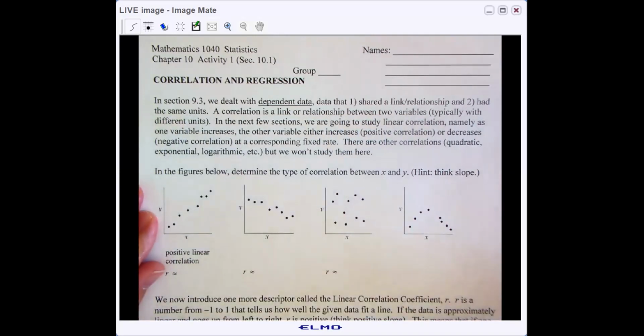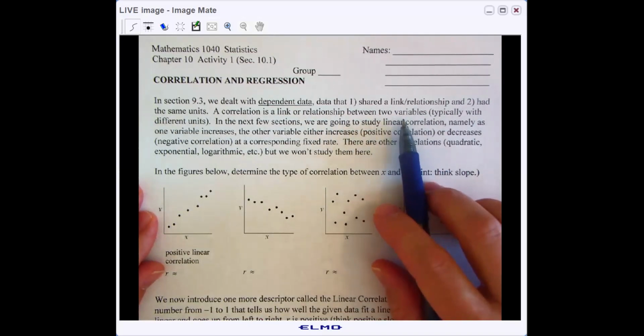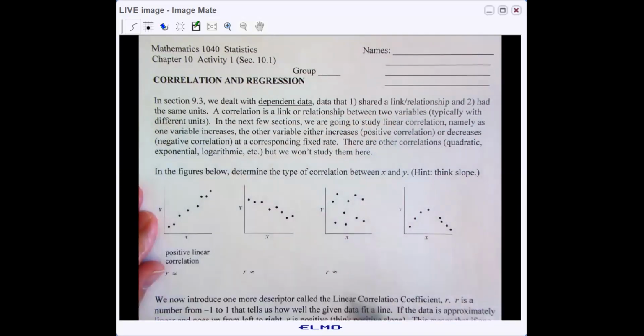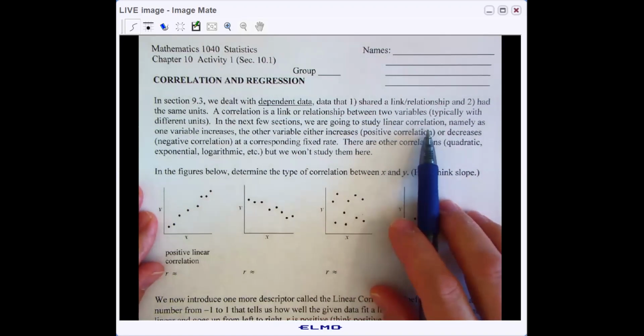Now, sometimes we have data that is quantitative and has two variables, and so we call that bivariate data. And there is a relationship between them, but sometimes they don't have the same units. So we can't use the techniques we learned for dependent means in the last chapter. So we're going to study this guy right here, this linear correlation.